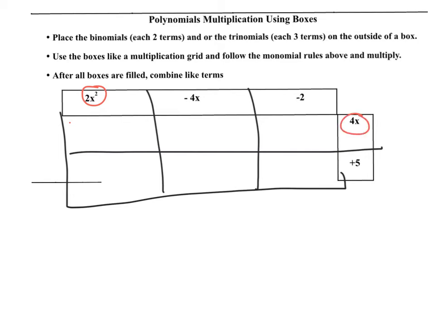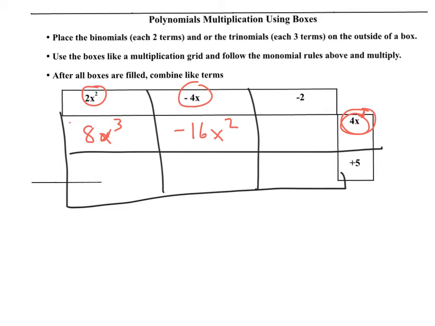Multiply the bigs, so what's 2 times 4? 8. Add the littles, x squared and an unwritten x to the first, so that means that's x to the 3rd. Okay, then I go to the next one right here. I'm going to take the negative 4x times the same 4x to the 1. Well, negative 4 times 4 is a negative 16. X times x, 1 plus 1 makes 2.